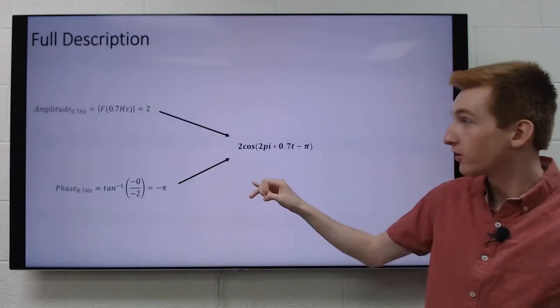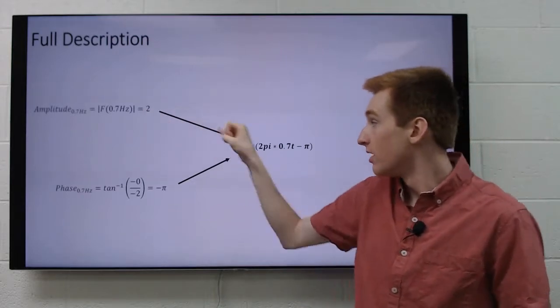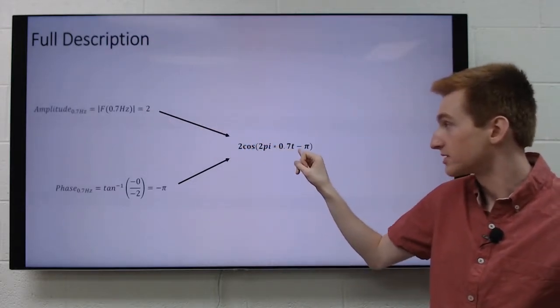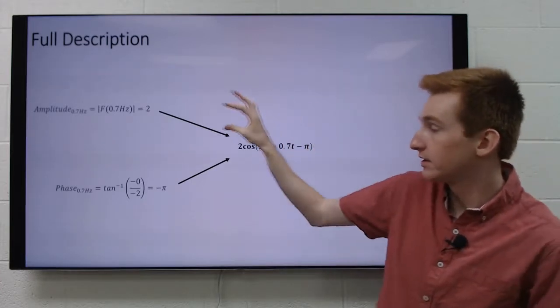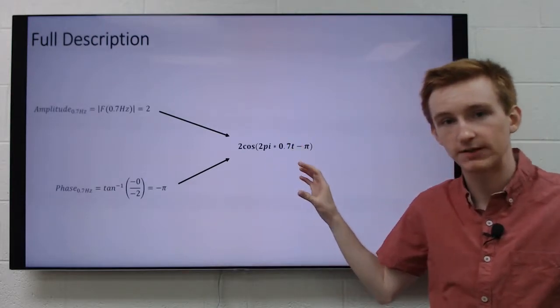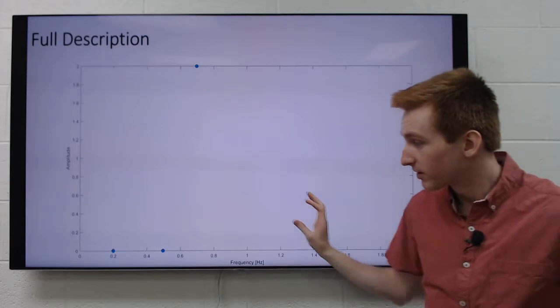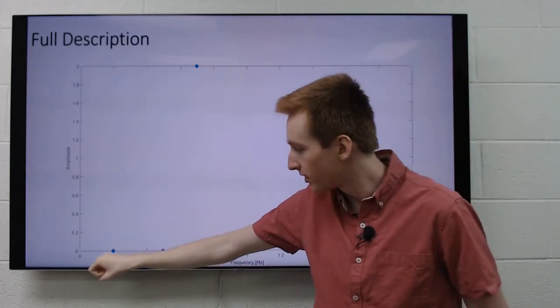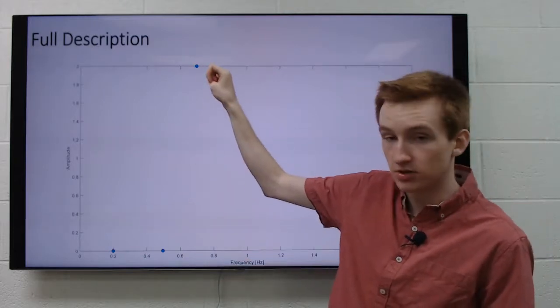So therefore we can put these things together to conclude that 2, which is the amplitude, times cosine of 2 pi times 0.7, so that's 0.7 hertz, t minus pi is one of our components. We have found this is a component of our signal. Awesome, okay. So now we can plot that on our Fourier transform, so we know that 0.2 and 0.5 hertz are both 0, but then the amplitude of 0.7 hertz is 2.